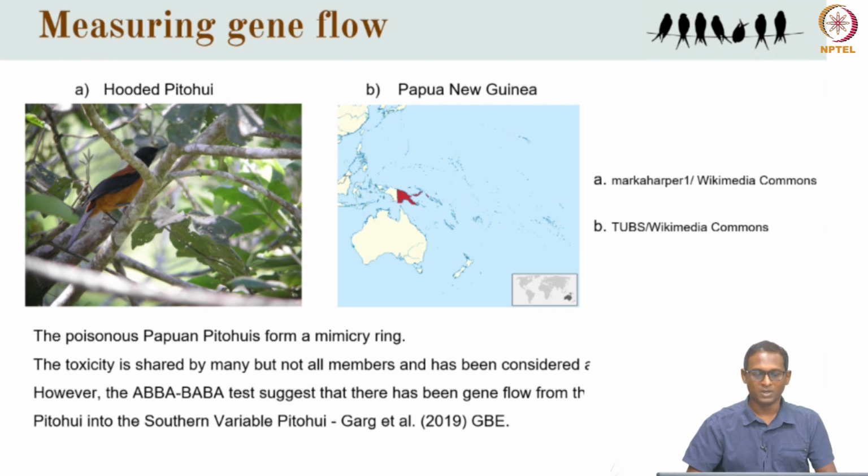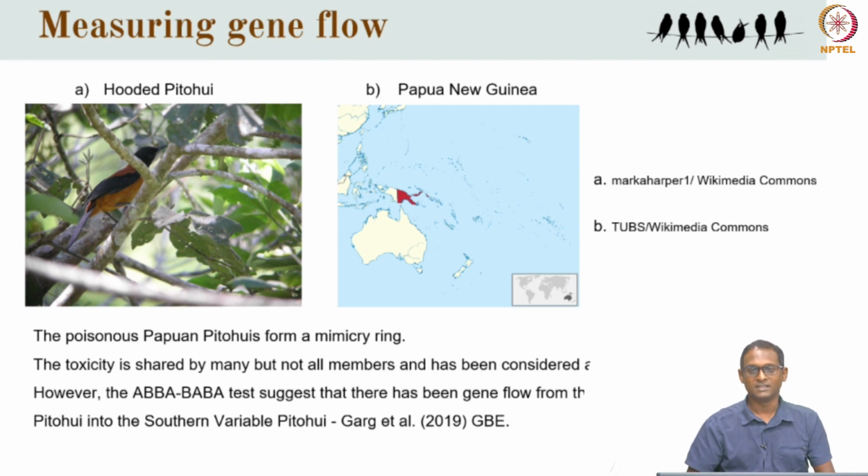Another example, and this one is really fascinating. Many of you may know about the poisonous pitohuis, which is found in the Papua New Guinea area. The interesting natural history part is that these birds are thought to be poisonous, but this toxicity is not there in all the members of the pitohuis. So some have it and some don't, and it's thought to be considered ancestral.